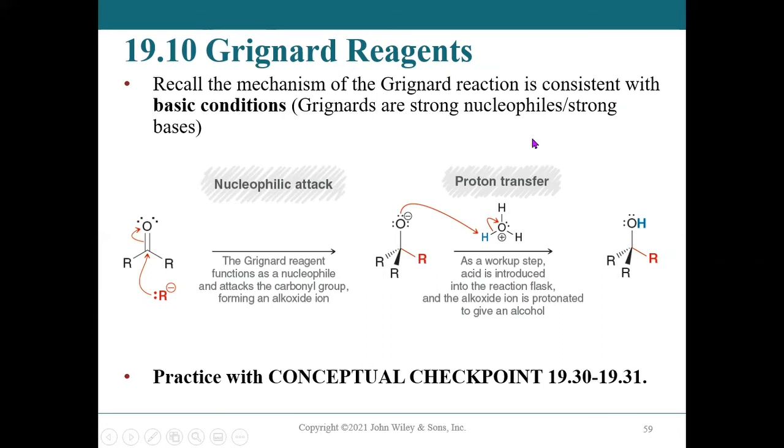Grignards are strong nucleophiles, strong bases. So in the nucleophilic attack, the Grignard actually delivers the alkyl negatively charged species. So the Grignard reagent functions as a nucleophile and attacks the carbonyl carbon, forming an alkoxide ion. And then as a work-up step, acid is introduced into the reaction flask, and the alkoxide ion is protonated to give the alcohol. And here is the product.